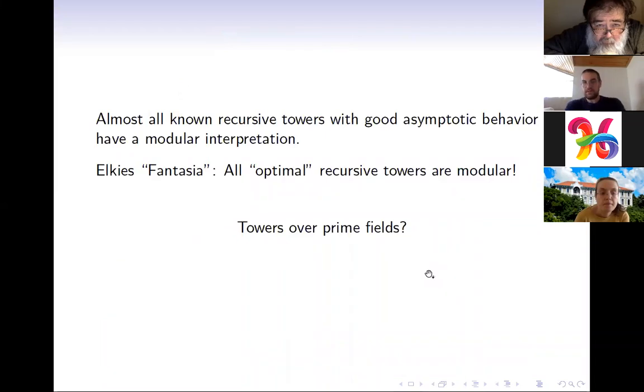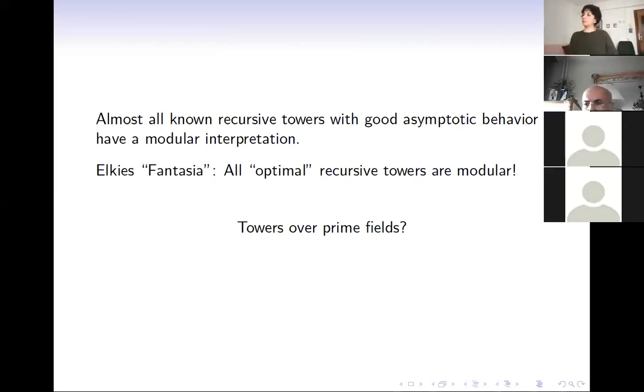So this was noticed, and all examples that we know of recursive towers that have a good asymptotic behavior, almost all of them have a modular interpretation, which means there is a reason why they are good. Yeah, Elkies called this his fantasia. He didn't call it a conjecture. It's not a well-defined conjecture, but it just says that if you have a recursive tower which behaves very nicely, and such things are difficult to find, you have to be really lucky to find the exact equation giving you such a nice object, then there should be a higher reason why they exist.